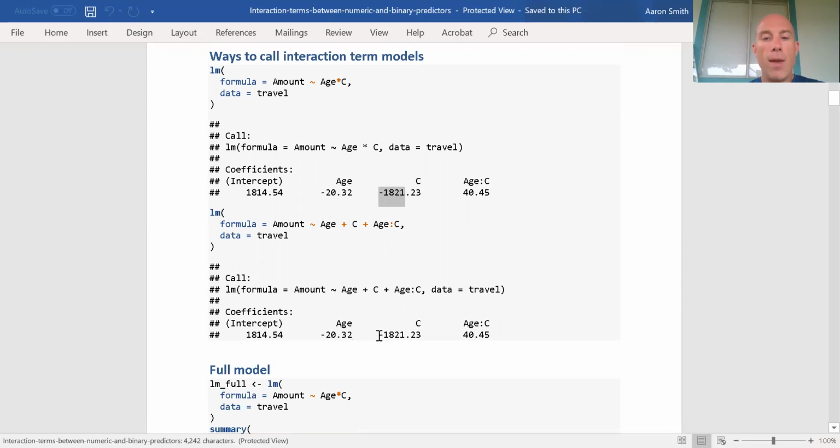-1821 for the adjustment in the y-intercept. And then the change in slope is 40. So it's the same model, doesn't matter how I call it. There might be a difference in some functions, but I've yet to encounter it. I've done some looking.